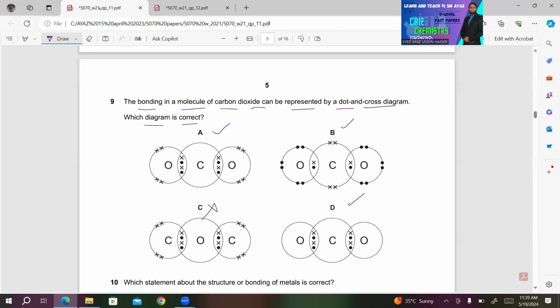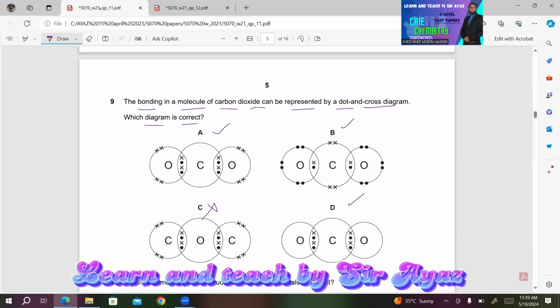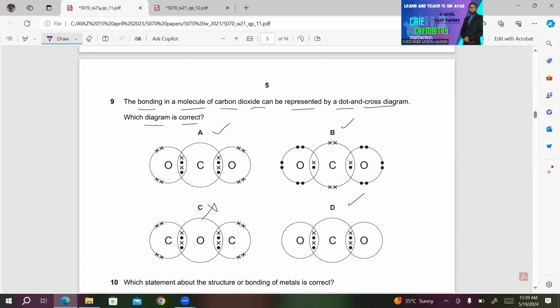Now let's see the scenario in A. In A, the 2 electrons of oxygen will be shared with 2 electrons of carbon on both sides. So this looks correct to me. For your convenience, I am looking at the other choices also.